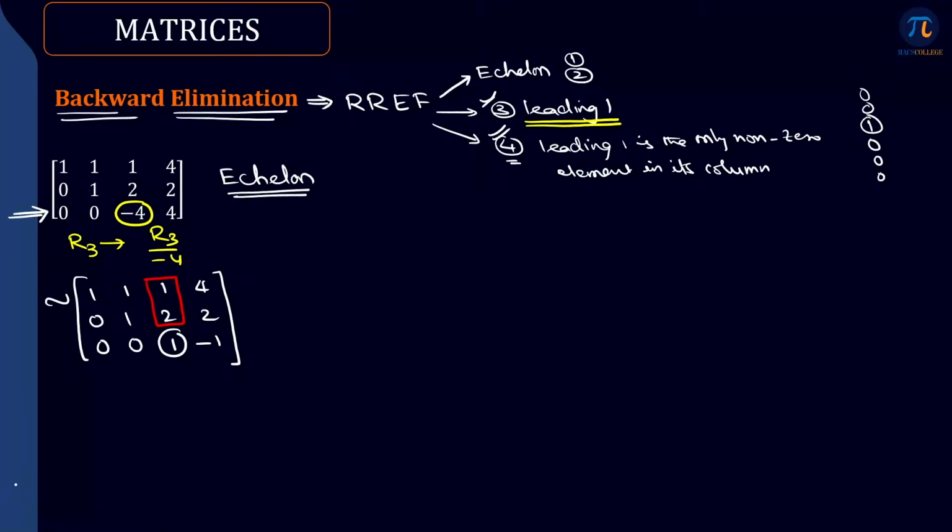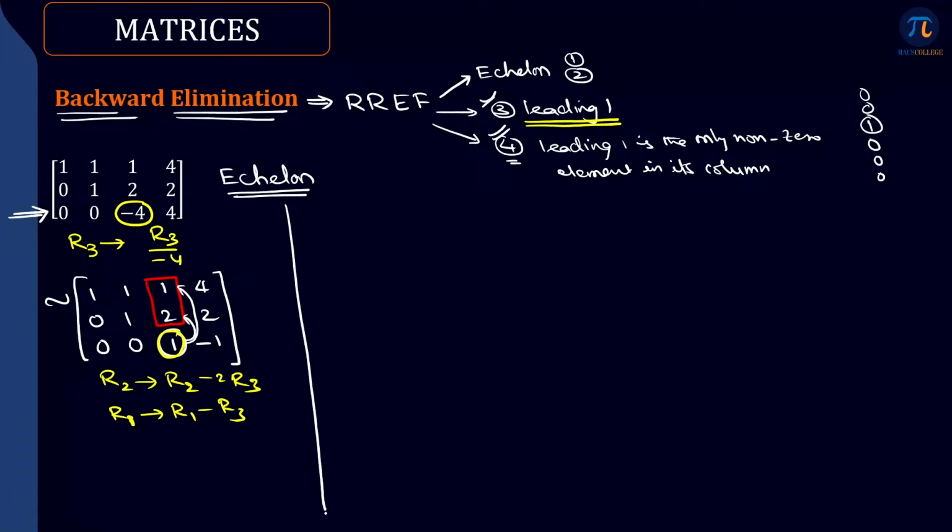So what we do is, using this element, we try to make these two elements 0. So we are making 0 using backward elimination. So what is the row operation we are going to use, sir? R2 is R2 minus 2 times R3, and R1 is R1 minus R3. See, this is fixed, and using this you are making these two values 0. That is, R1 is R1 minus R3, R2 is R2 minus 2R3. So with this, we are going to get a new matrix. What is it?